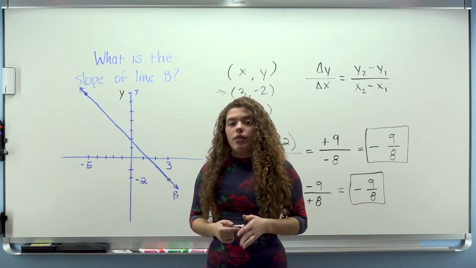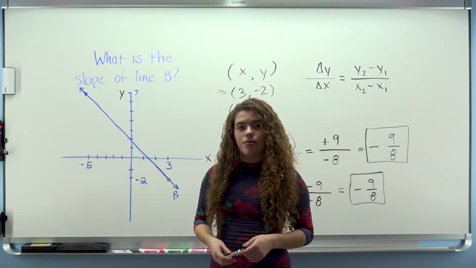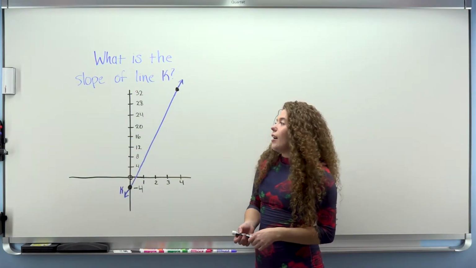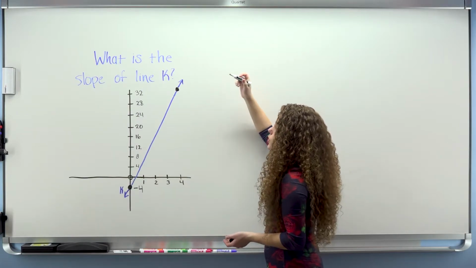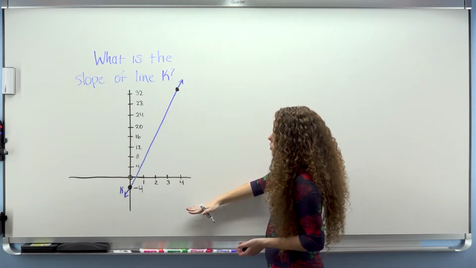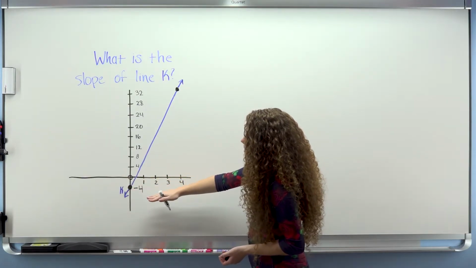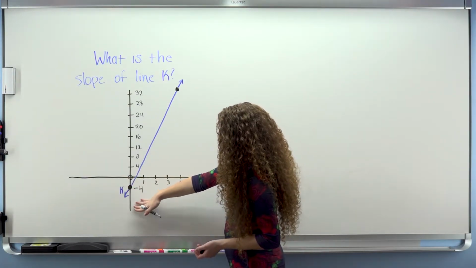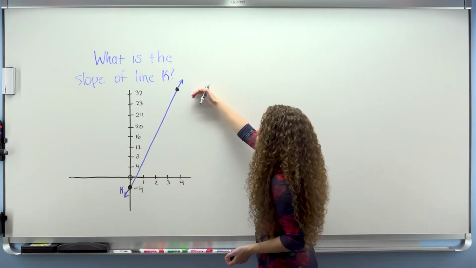So I'm going to quickly erase the board and come up with another problem for us to solve. Alright, now that I erased the board, you can see I put up a new problem. Now we have, what is the slope of line K? We have a new graph, and we can see we have a point on the x at 0 and negative 4 on the y, and then we have 4 on the x and 32 on the y.